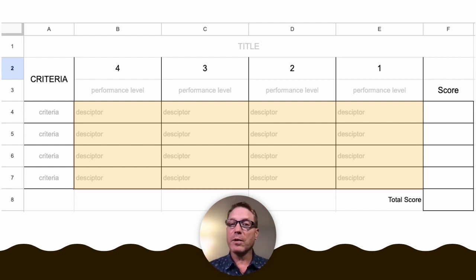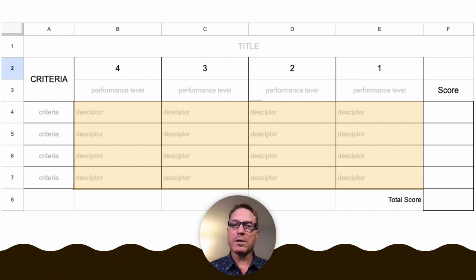Once you're done with 4, then I suggest you move down to 2. And if this is your approaching level, what would be the same words, the same sentences that are in number 3, but not quite reaching the level that you expect? You can add those for number 2.